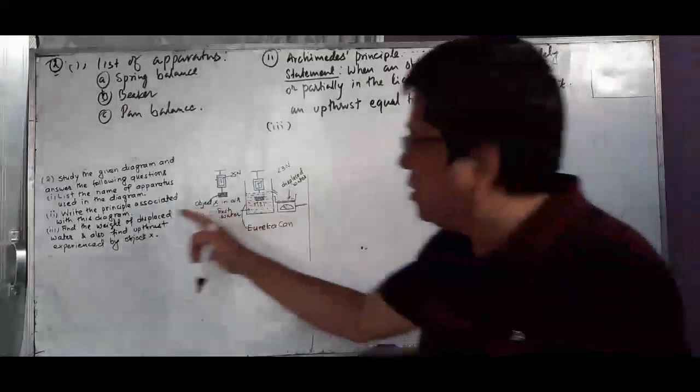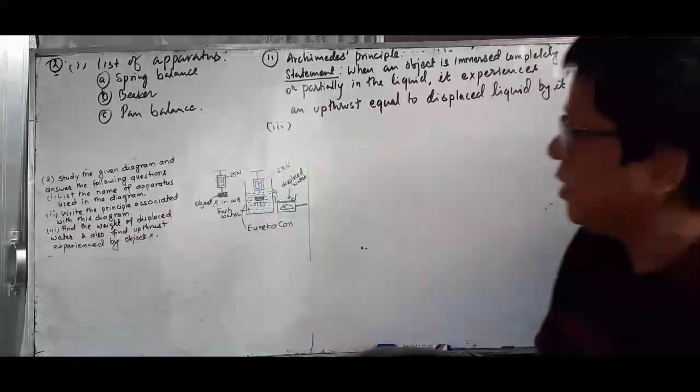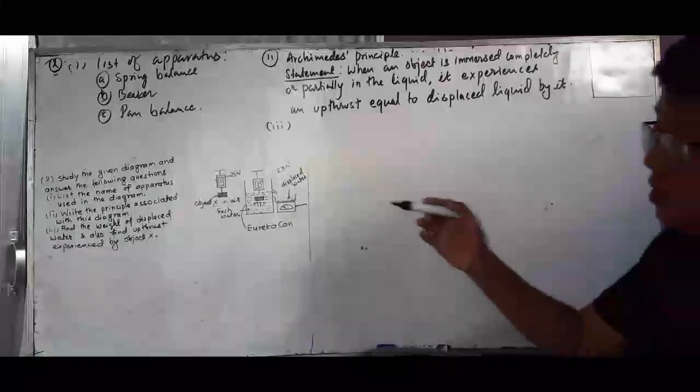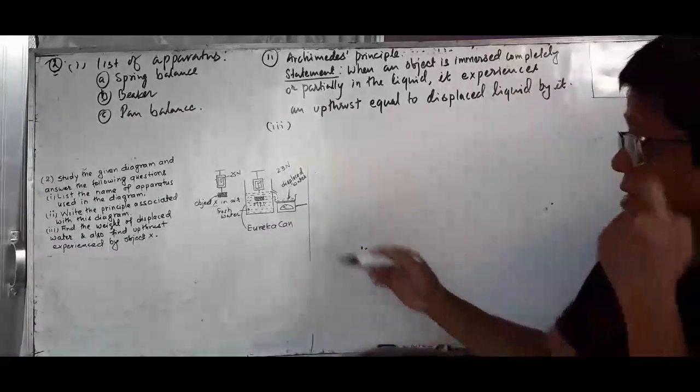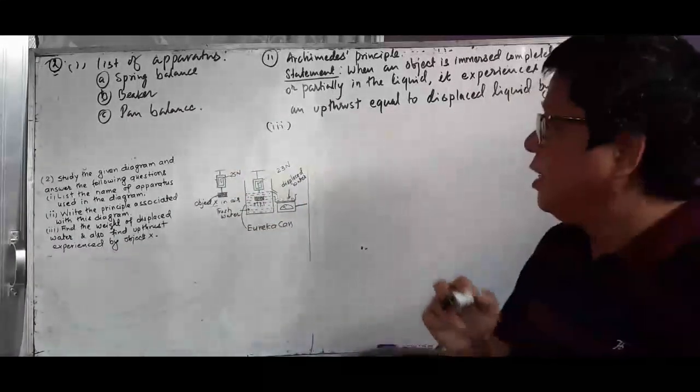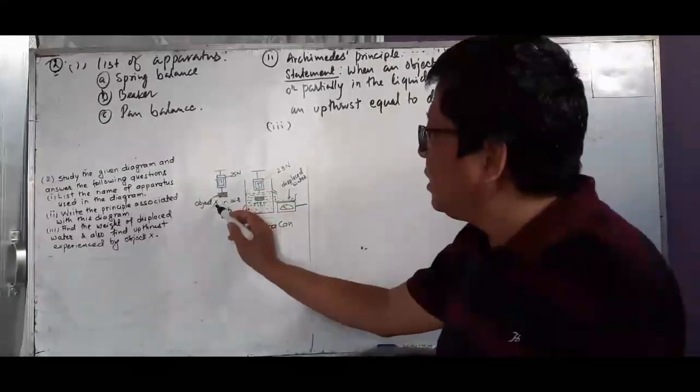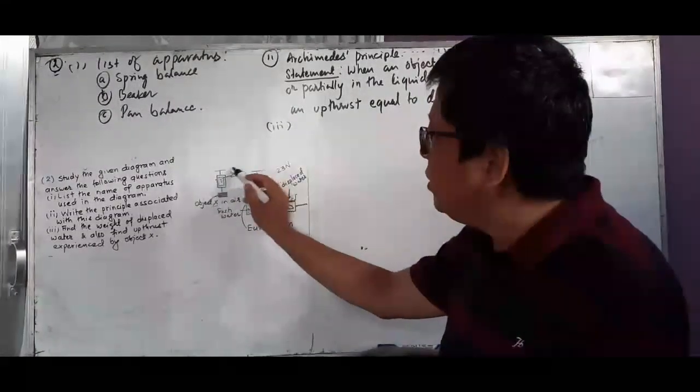So find the weight of the displaced water and also find the upthrust. Before solving that, we discuss this diagram. When this object X is in air, the weight is 25.